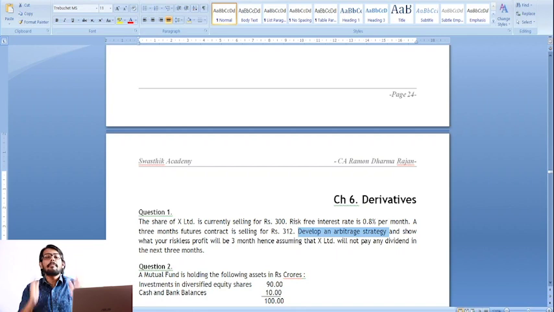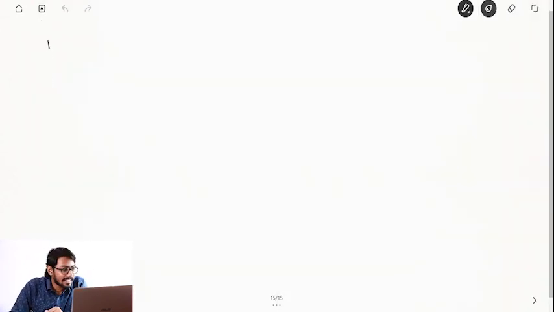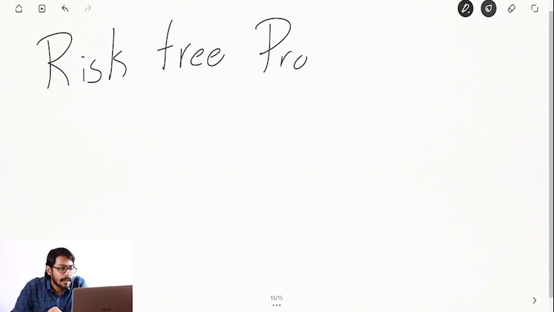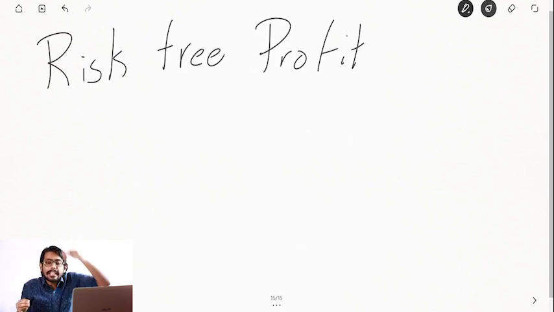What do you mean by the word arbitrage? Please go to the formula page and write down what the word arbitrage means. I have to write everything, only then I get that satisfaction of explaining. It is a strategy through which you make a risk-free profit, meaning a guaranteed profit. Not that if this happens, I'll get so much profit. Pakka guaranteed profit.